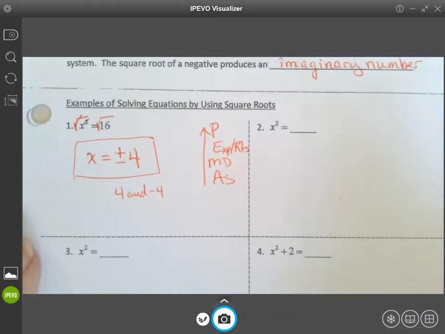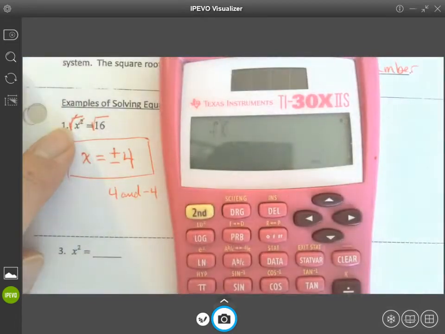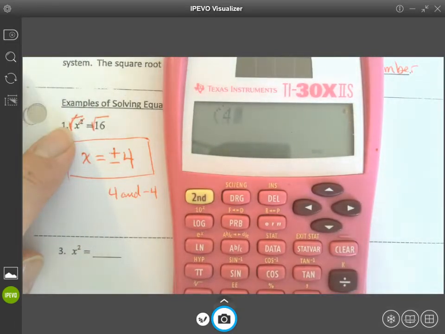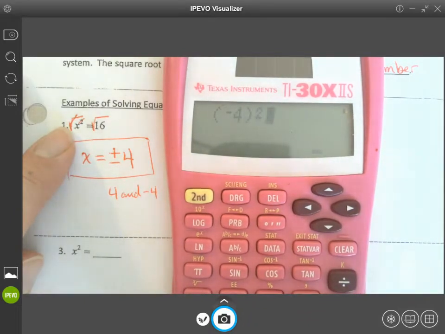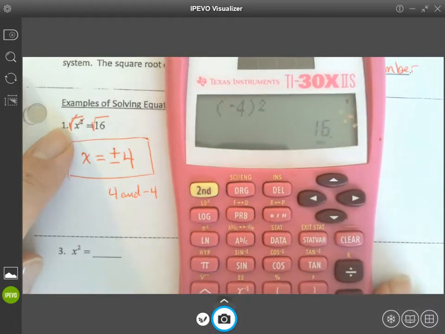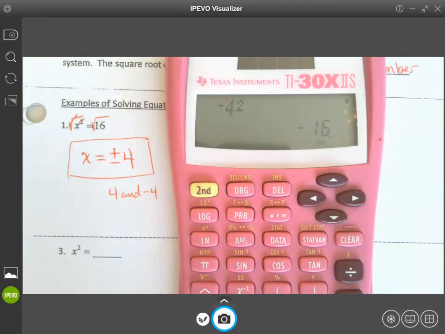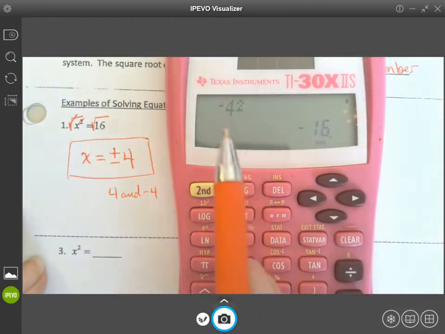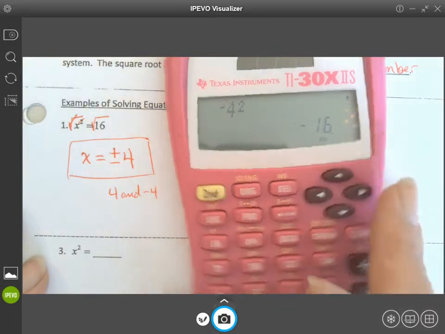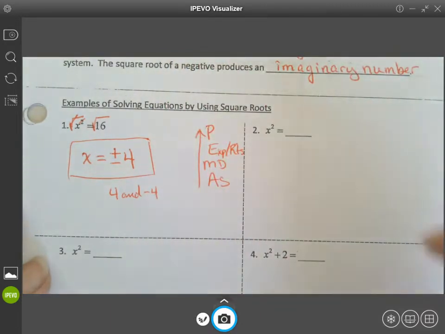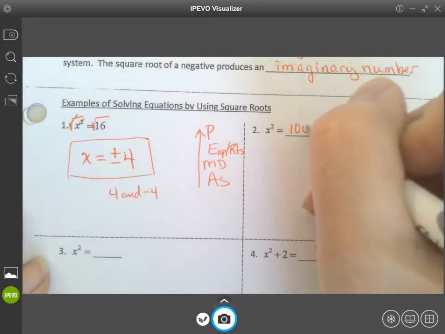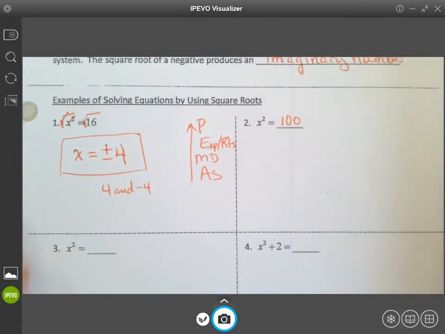Now, if I want to check that, 4 squared, and again, I'm going to be picky, put your parentheses here. 4 squared is 16. Negative 4 squared is also 16. But if I choose not to listen and I don't put this in, then I get negative 16. We have to be very careful with our parentheses. Can't stress it enough. All right, next problem. X squared equals 100. We're starting off pretty easy here, and we're starting off with nice numbers. How do I get rid of the square?